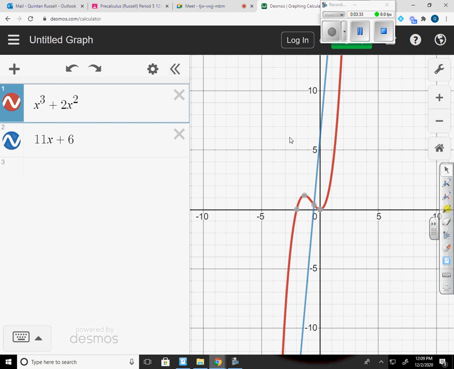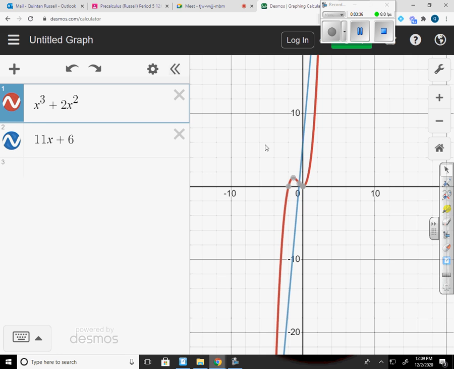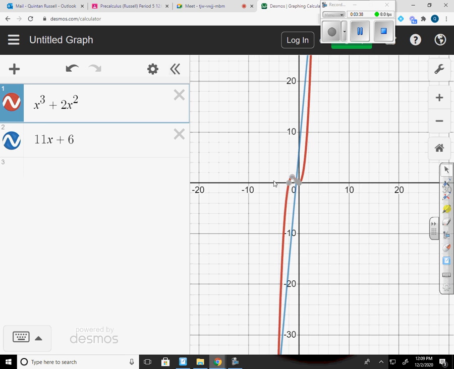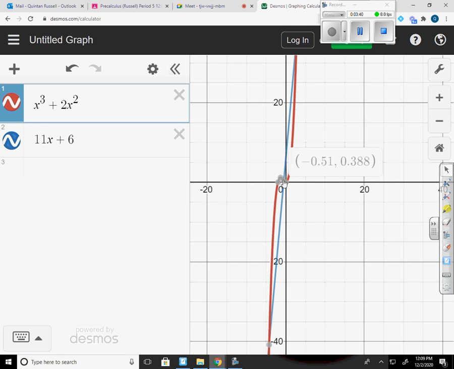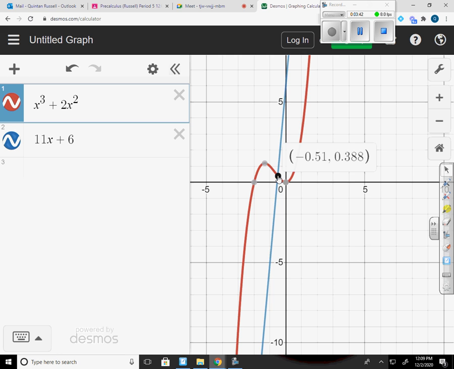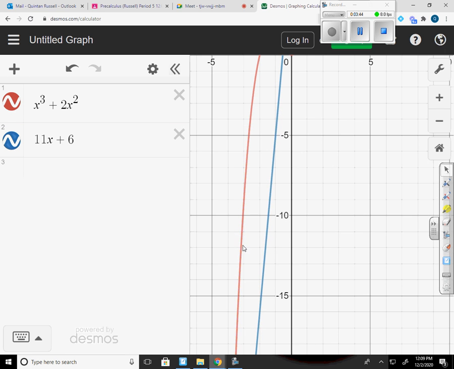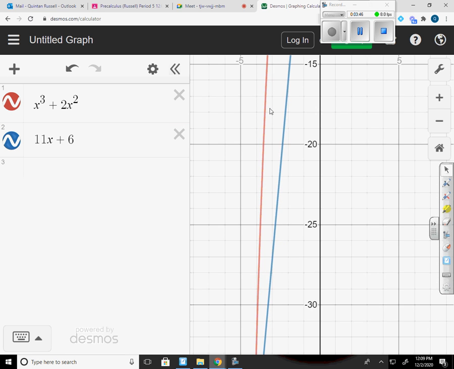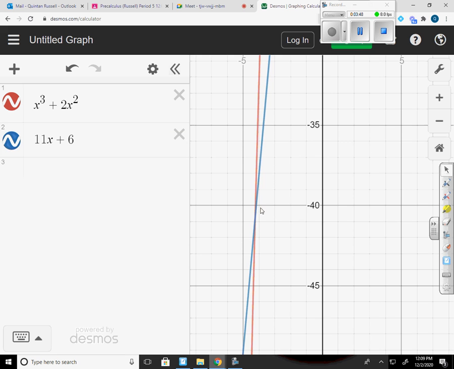If I had looked at it this way, which was our original way, then I would need to find where it crosses. First one here at negative 0.51, and the next one down further. Same thing, negative 4.254.